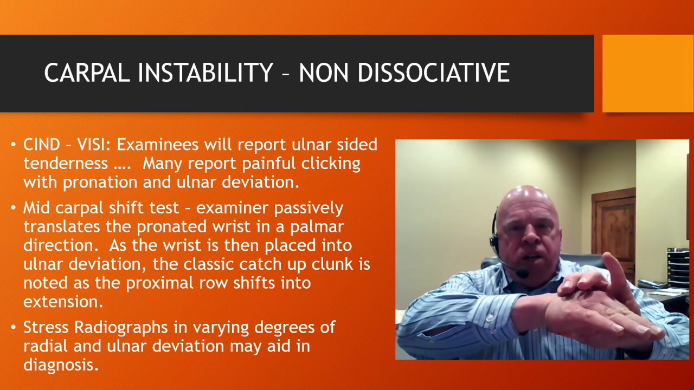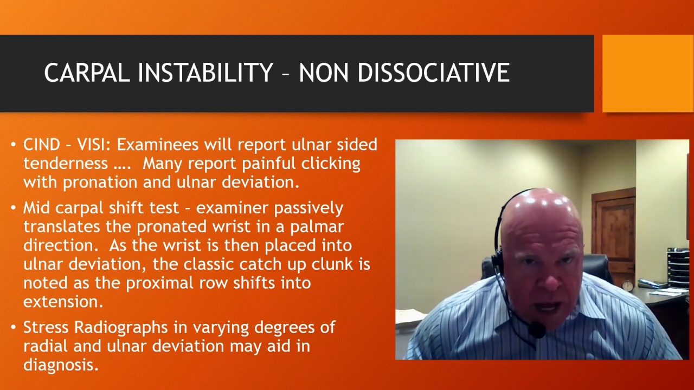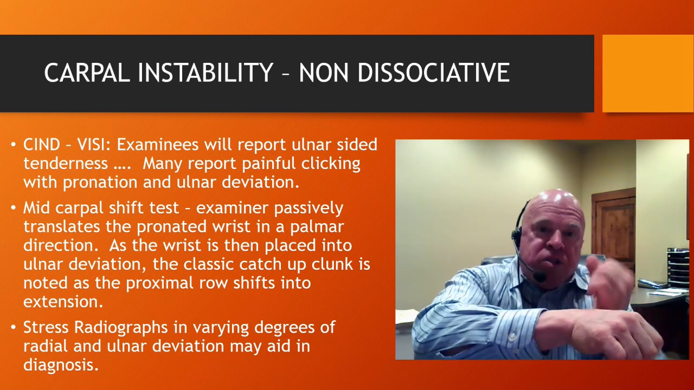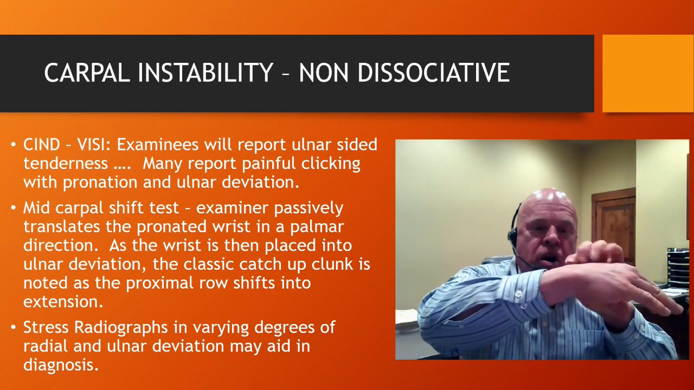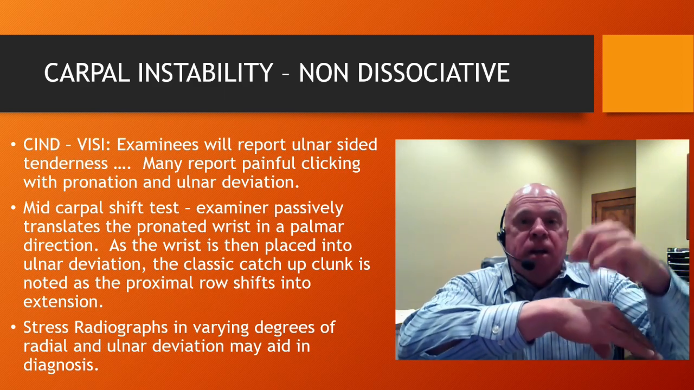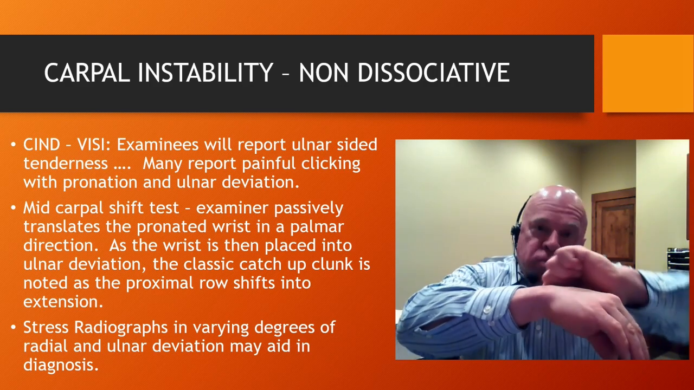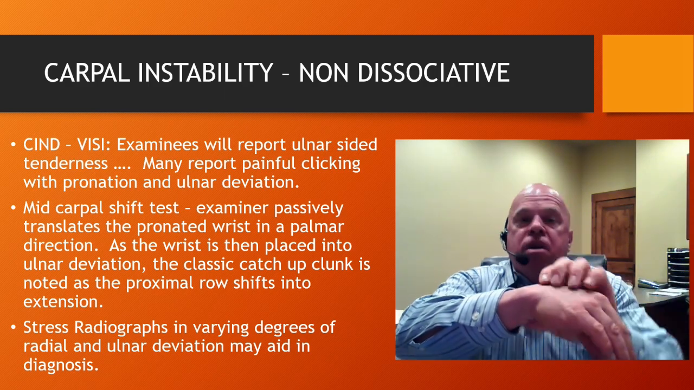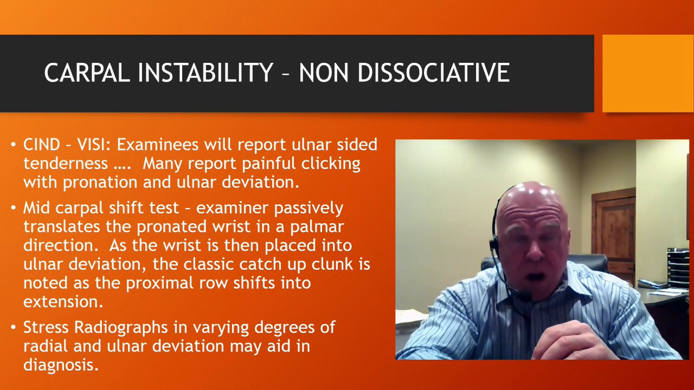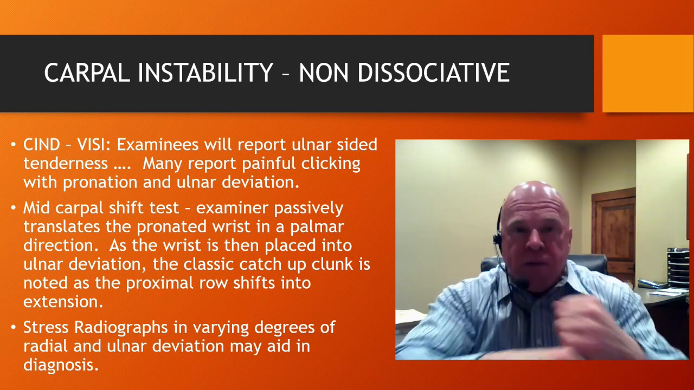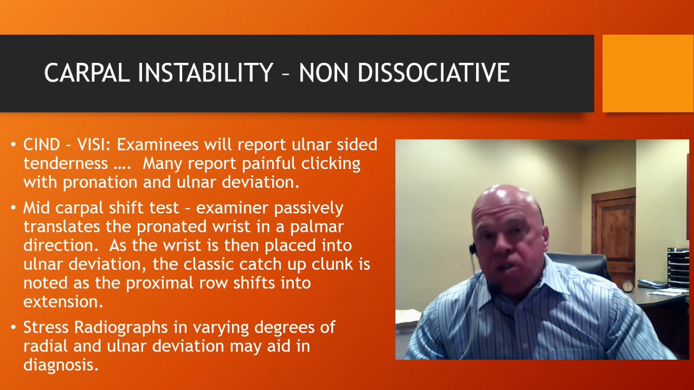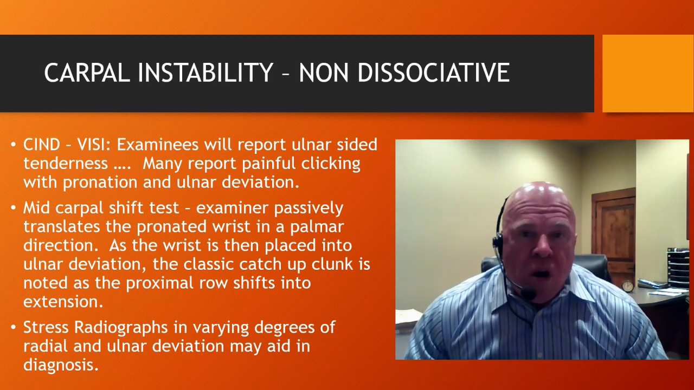and at the extreme of ulnar deviation, you'll typically elicit the classic catch-up clunk as the proximal row then abruptly shifts into extension, as all of these bones in the proximal carpal row, the scaphoid, the lunate, and the triquetrum, all passively rotate into extension abruptly. Whereas without injury to the midcarpal ligaments, there's a very gradual and fluid movement of the proximal row of carpal bones from flexion to extension as the wrist goes from radial to ulnar deviation.